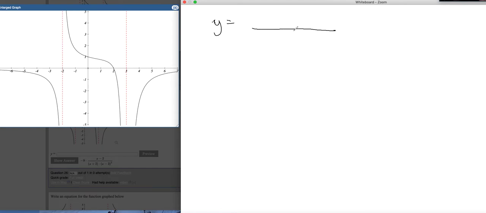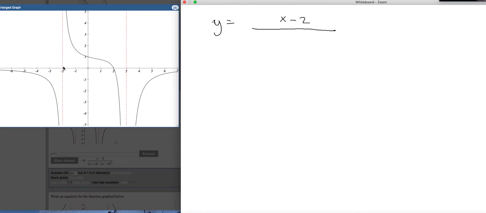And remember, our numerator is our x-intercepts. So looking at this graph, I'm going to have a 0 at x equals 2. So that means in my numerator, I must have a factor of x minus 2. And then actually, I probably don't need that parenthesis because that's my only x-intercept. Okay, so there's the numerator.